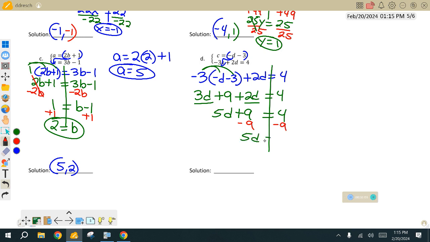Yep. Divide both sides by 5. -5 divided by 5 is -1. Now again, you found yourself your variable D. Go find variable C.